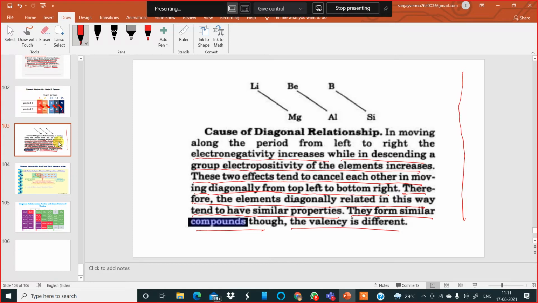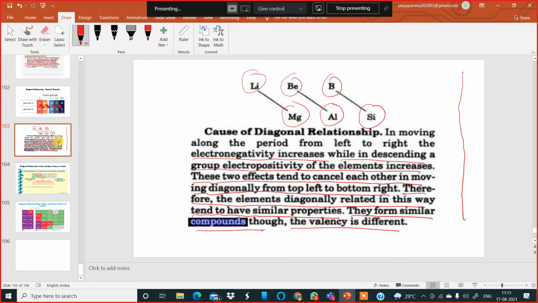The electronegativity and the electropositivity of these elements are cancelling. They have almost similar sizes. Atomic size of lithium and magnesium are similar, beryllium and aluminum are similar, boron and silicon are similar. So these factors attribute to their similarity in chemical properties as well.